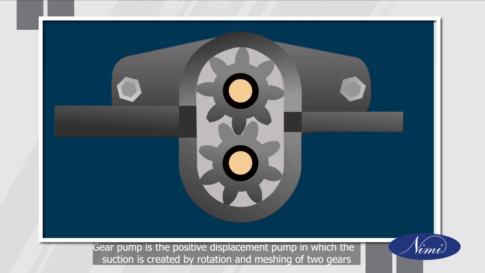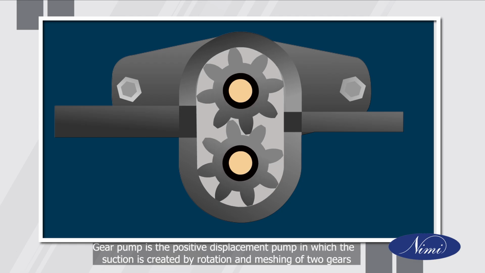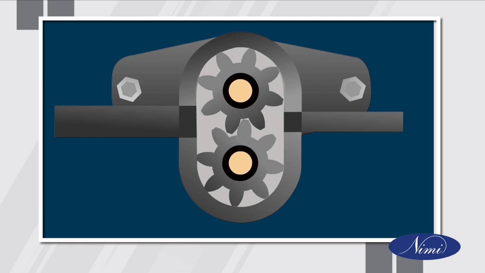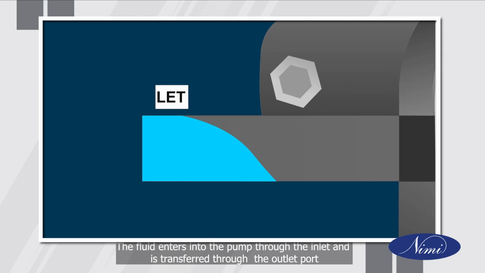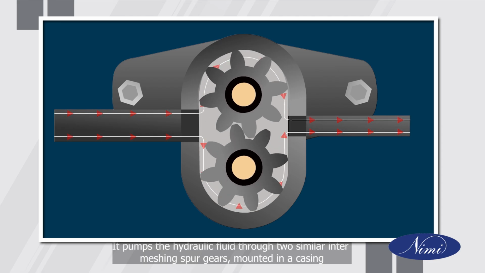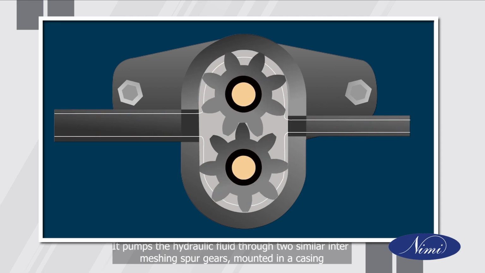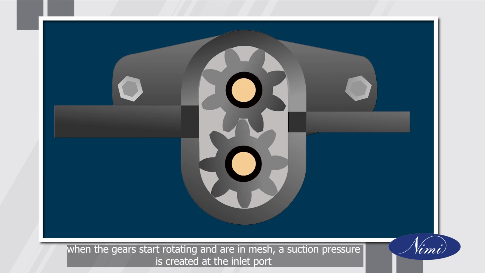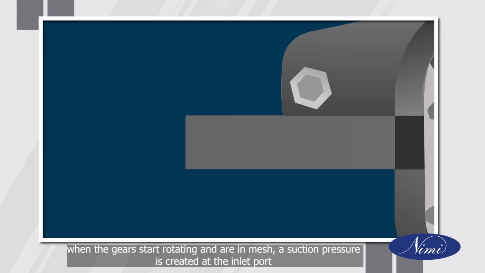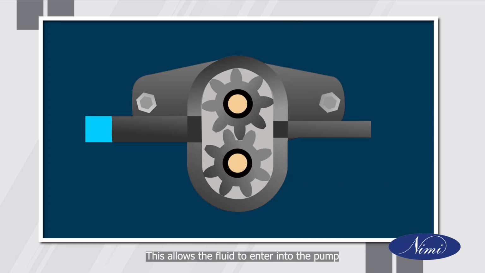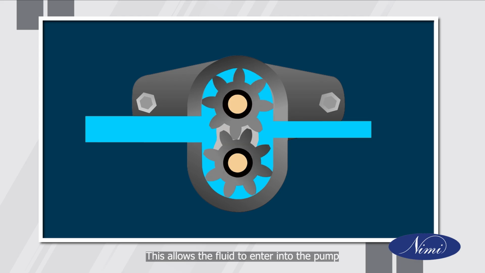Gear pump is a positive displacement pump in which the suction is created by rotation and meshing of two gears. The fluid enters into the pump through the inlet and is transferred through the outlet port. It pumps the hydraulic fluid through two similar intermeshing spur gears mounted in a casing. When the gears start rotating and are in mesh, a suction pressure is created at the inlet port. This allows the fluid to enter into the pump.